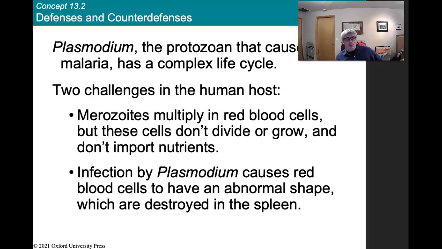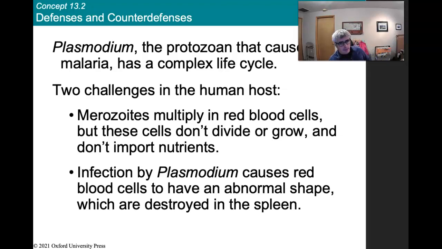Plasmodium is a protozoan that causes malaria and has a complex life cycle. There's two challenges in the human host. Merozoites multiply in red blood cells, but these cells don't divide or grow and don't import nutrients. Infection by Plasmodium causes red blood cells to have an abnormal shape, and they're destroyed by the spleen.